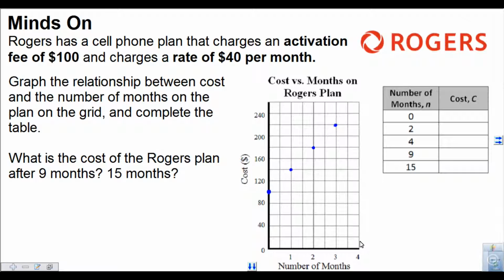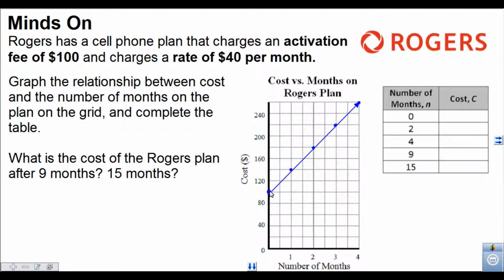And then for 4 months, so that's another $40. You can think about it like that. Or 40 times 4, that's $160 plus the $100 you paid at the beginning, so that's $260. So anyway, we've got a linear relation right here, and we'll just connect the dots. All right. So let's fill in the table here.